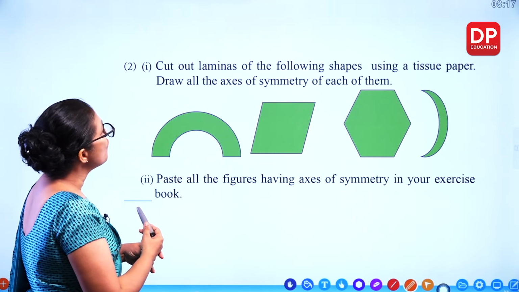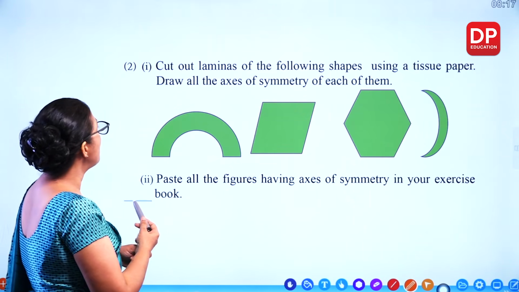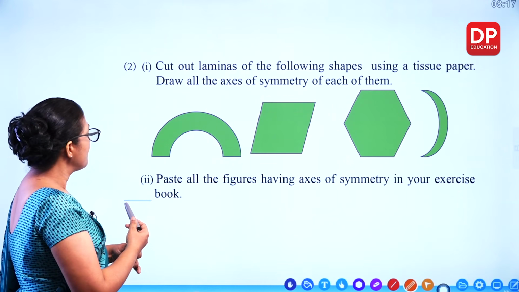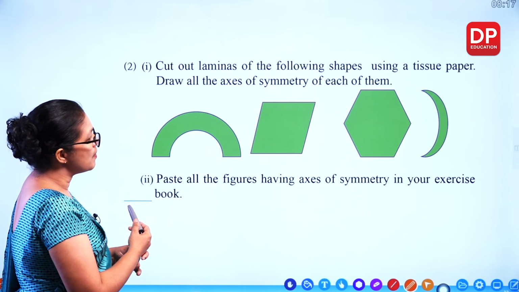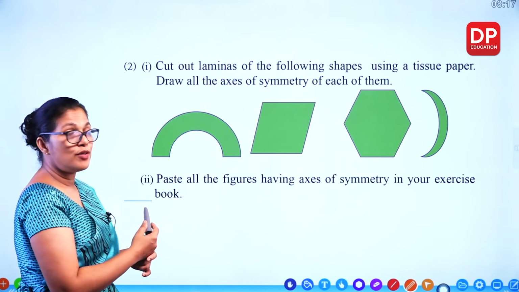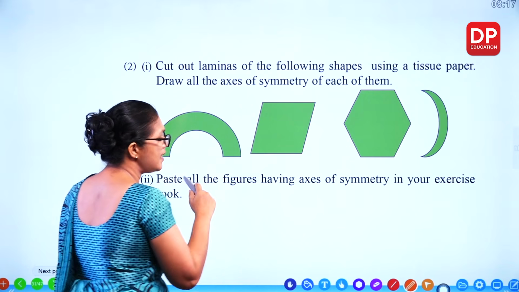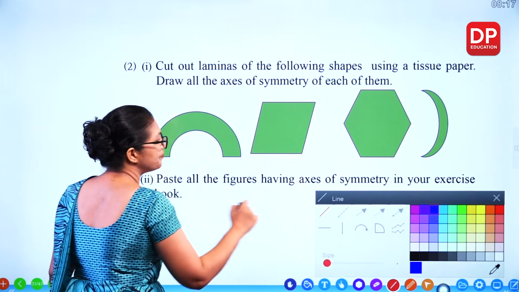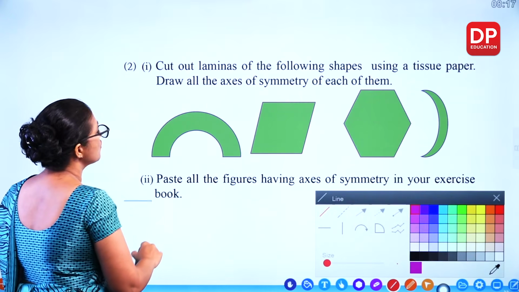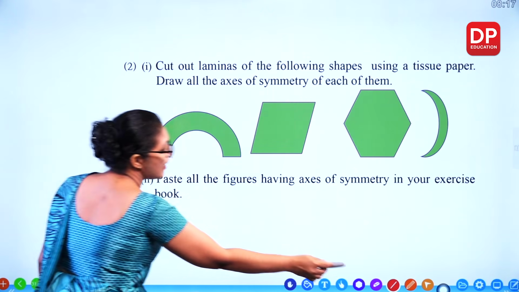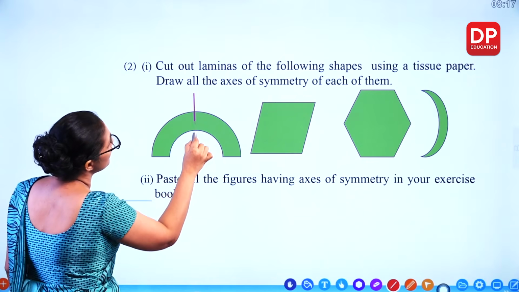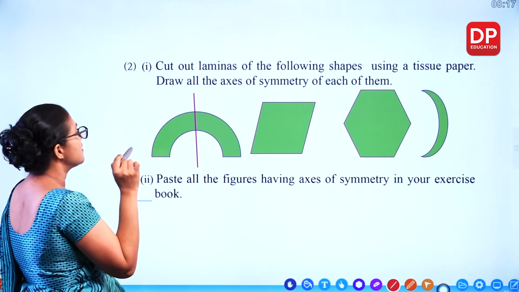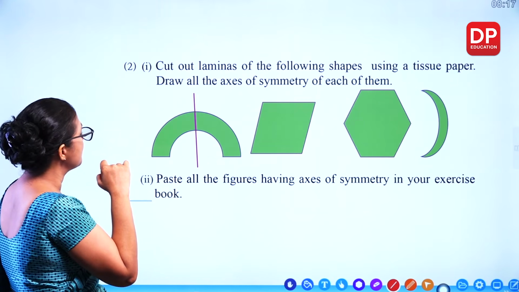Cut out laminas of the following shapes using a tissue paper. Draw all the axes of symmetry of each of them. Paste all the figures having axis of symmetry in your exercise book. So you can do that. Cut all these figures and draw the axis of symmetry. I can draw here. Okay, so when you take this one, I can draw this line. This is the axis of symmetry.